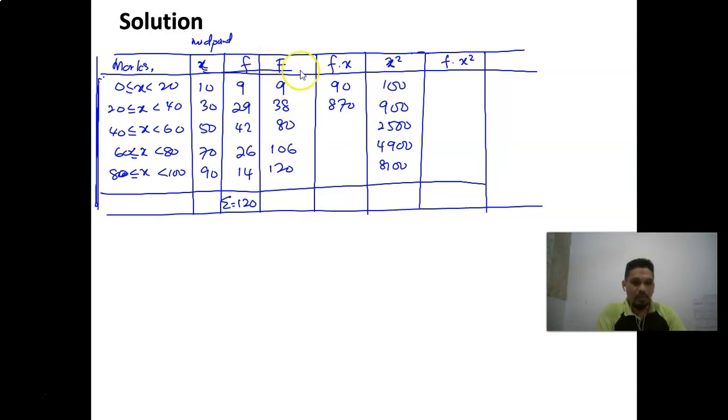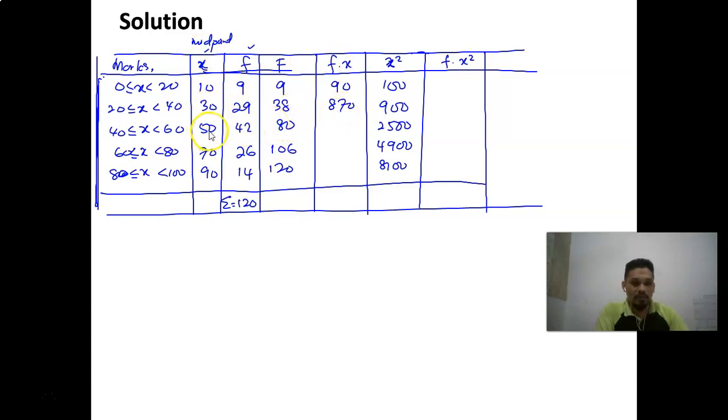Oh no, I'm sorry. It's not 38 times 30, it is 29 times 30. Okay, 29 is F multiplied with X. F, this one here, multiplied with X. So 29 times 30 is 870.